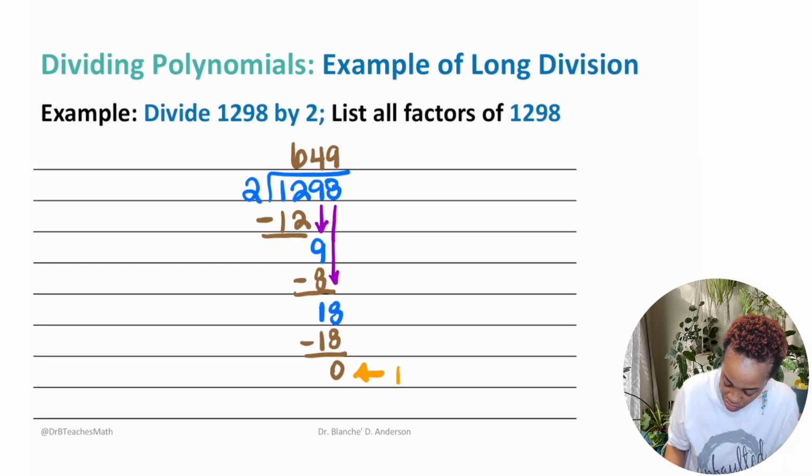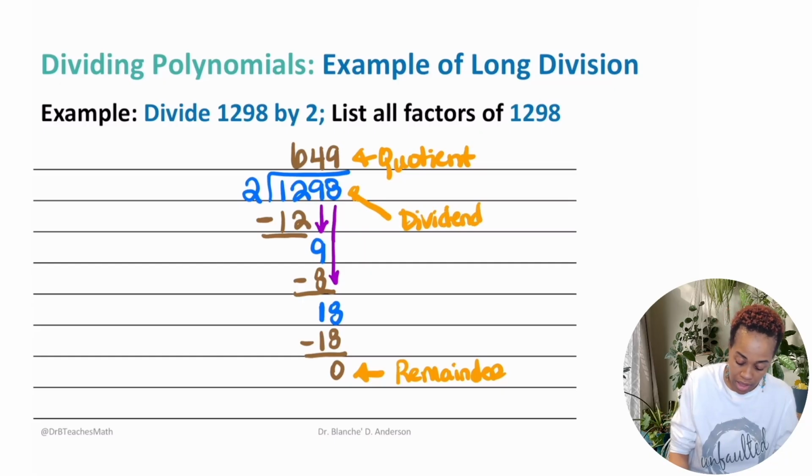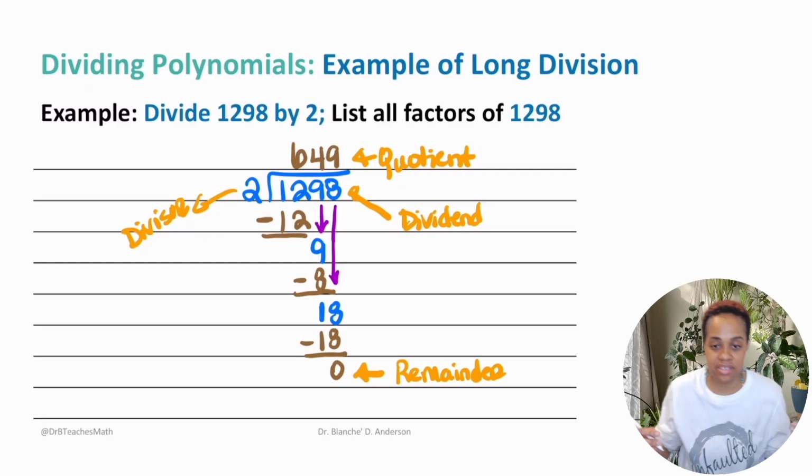Okay, so this was your remainder. Okay, this is your quotient, which is your answer. This is your dividend, the number being divided, right? And then this is your divisor. Y'all remember that? I hope y'all remember that. That's a fun back in the day thing.